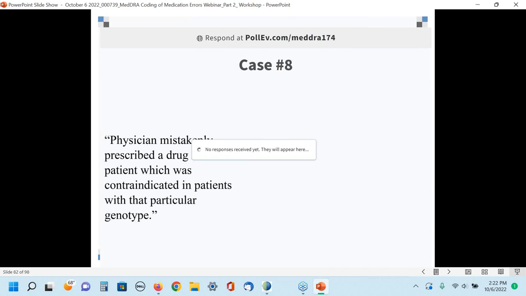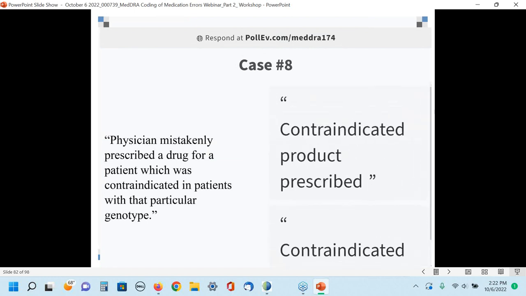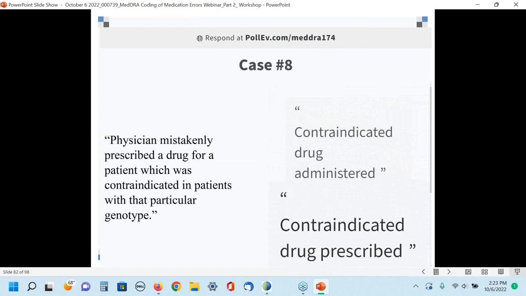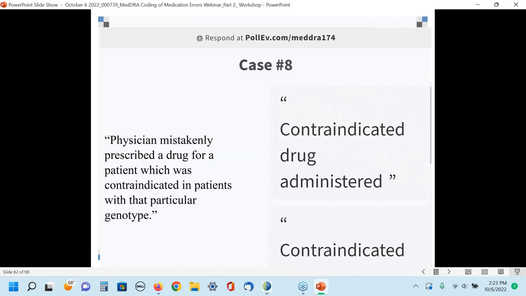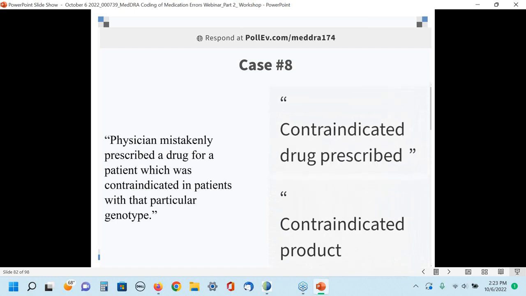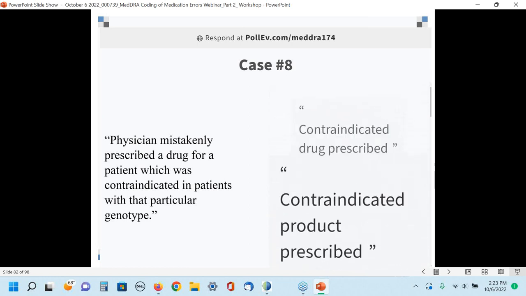Okay. Go into the browser and tell me what you think should be captured here. So already I'm seeing people who are talking about a contraindicated drug being administered. But when I read this, I don't see any indication that the drug was actually given, rather that it was prescribed, as many of you are now correctly pointing out.